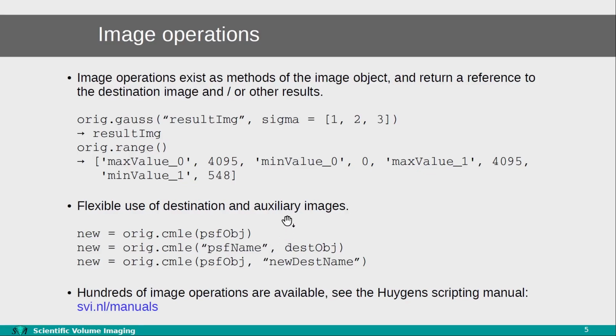Or you can specify a direct image object for your destination, in which case that image object will be used as your destination. And for auxiliary images, it's mostly the same. You can either specify an image name or an image object, except if you specify an image name for auxiliary images, it has to be an existing image in the main window or in the Tcl interpreter.